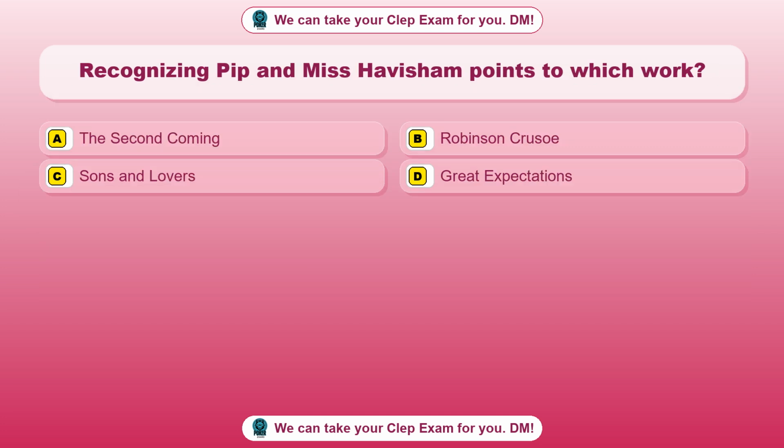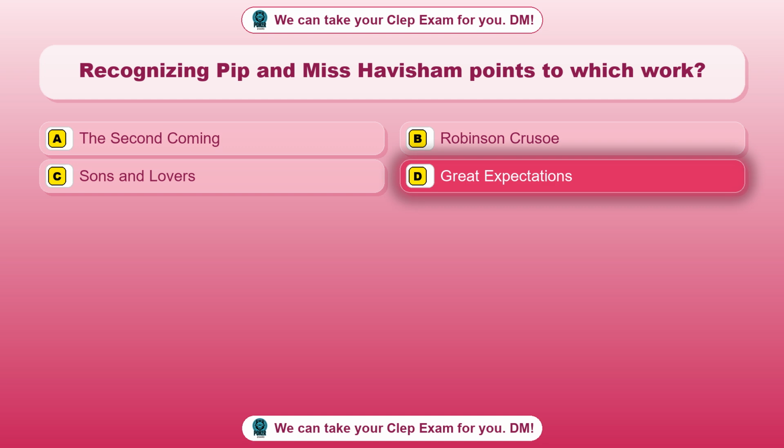Question 30. Recognizing Pip and Miss Havisham points to which work? Option A. The Second Coming. Option B. Robinson Crusoe. Option C. Sons and Lovers. Option D. Great Expectations. The correct answer is option D.